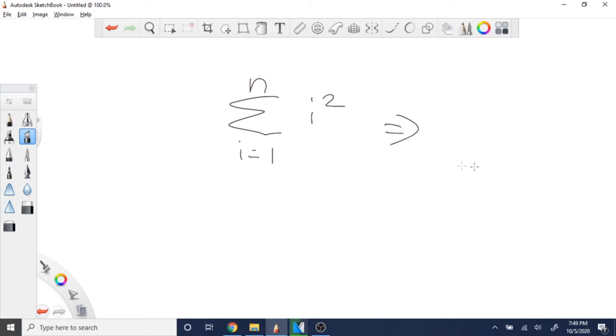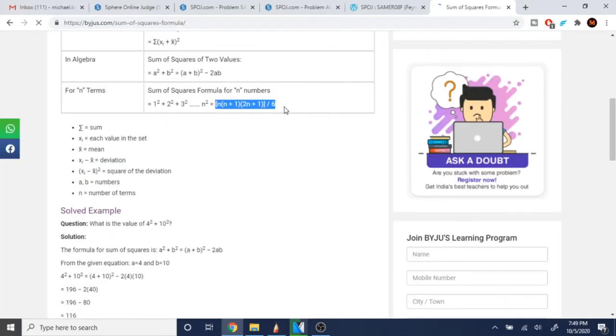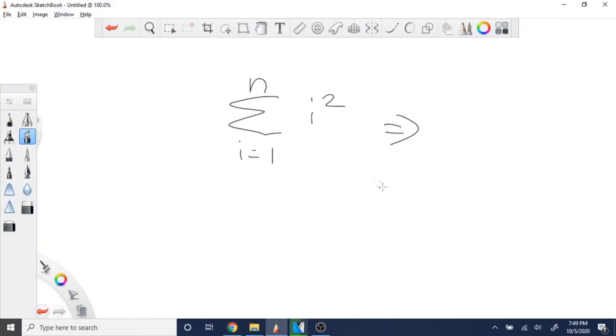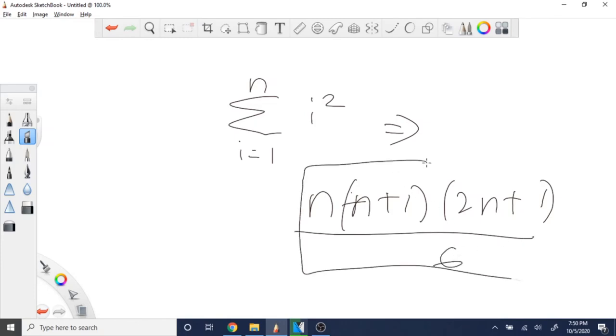If you were to do mathematically summations, there's actually a formula: n times n plus 1 times 2n plus 1 over 6. You probably could prove it by induction if you really want to understand the computer science of this. But yeah, that's basically the answer. The answer is just n times n plus 1 times 2n plus 1 over 6.